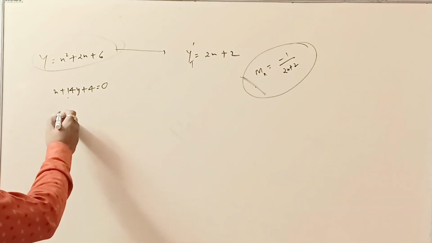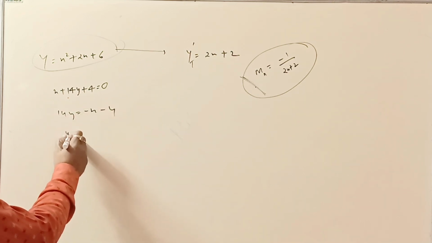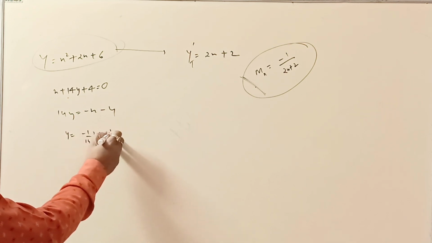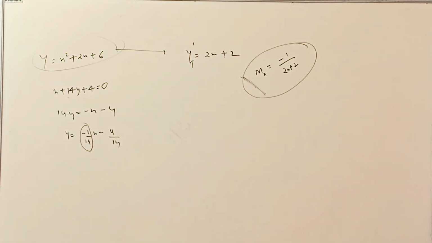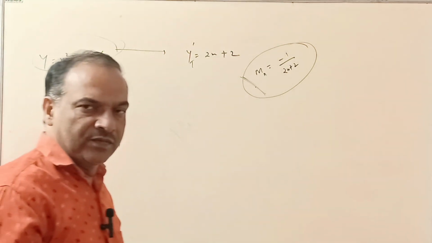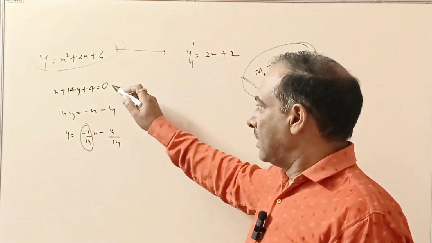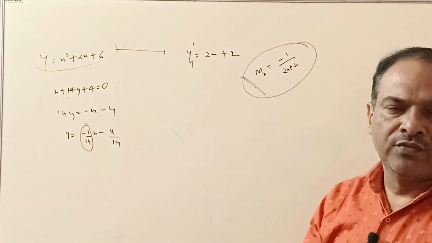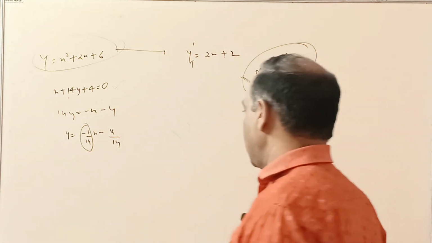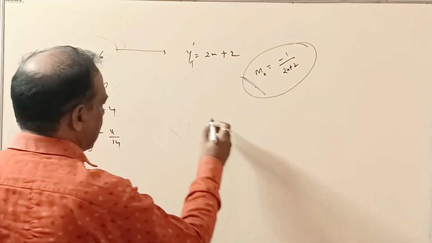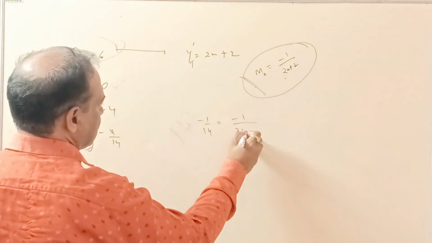Now the slope of the line will be how much? 14y = -x - 4, and furthermore y = -1/14 x - 4/14. Here the slope of the line is -1/14. It means that if the normal is parallel to this line, the slope of the normal is equal to the slope of the parallel line. The slope of the parallel line is -1/14, and the slope of the normal is -1/(2x + 2).